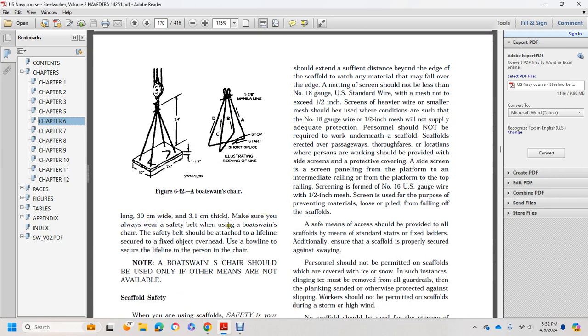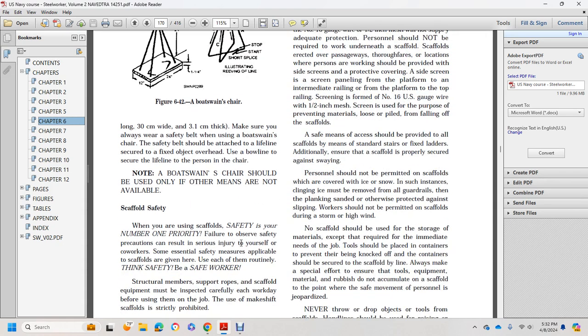Make sure that you always have the safety belt. You have the boatswain's chair. The safety belt should be attached to the lifeline. Secure it with a fixed object overhead. You have the boat line. Secure it with the lifeline to the person in the chair. The boatswain's chair should be used only if other means are not available to scaffold safely.